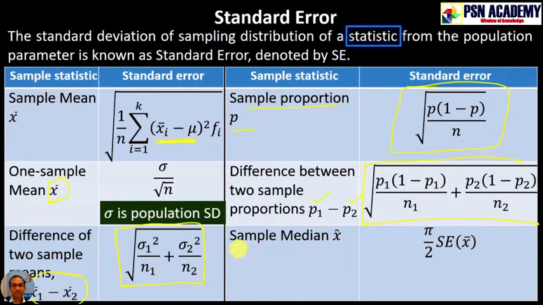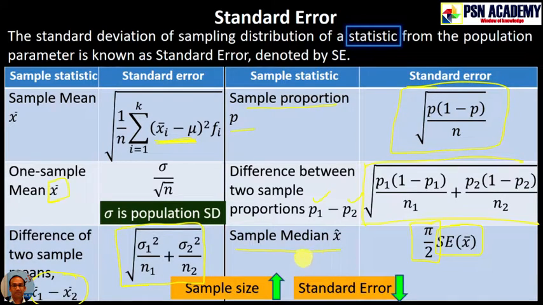And also we have a sample median, and for that, you take the standard error for the single sample mean and multiply that with root of pi by 2, and you get the standard error for the sample median. Okay. Now, you notice one thing: whenever your sample size goes high, the standard error goes low, because in every calculation you see that n is finding its place in the denominator. Whenever the denominator goes high, the result goes low, and whenever the denominator goes low, the result goes high.